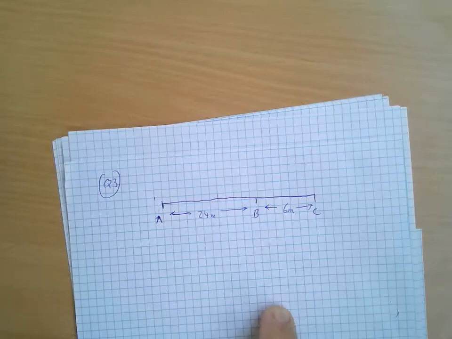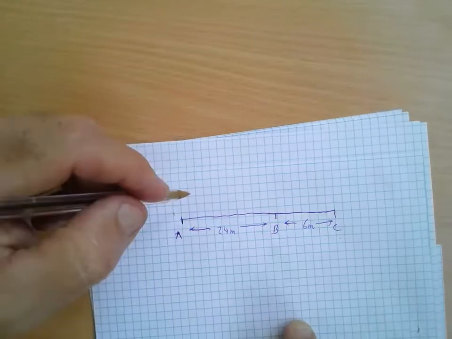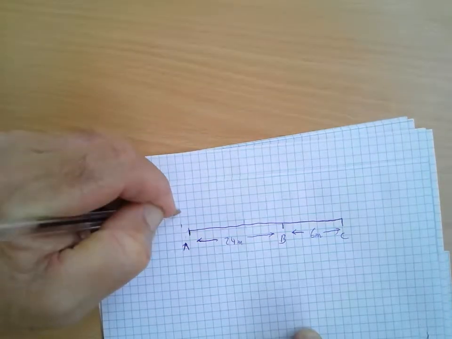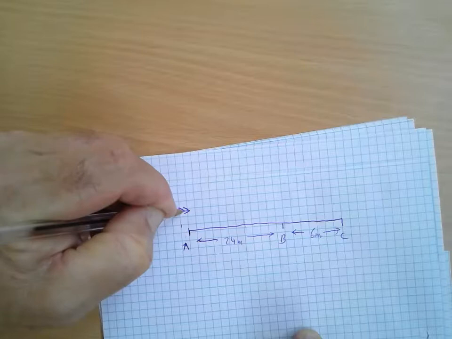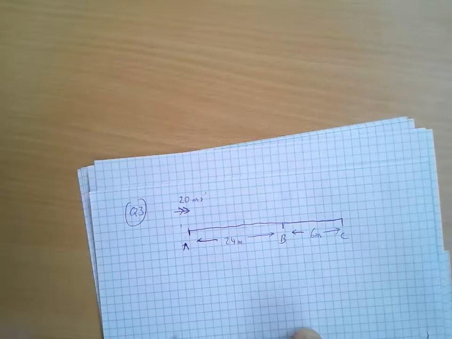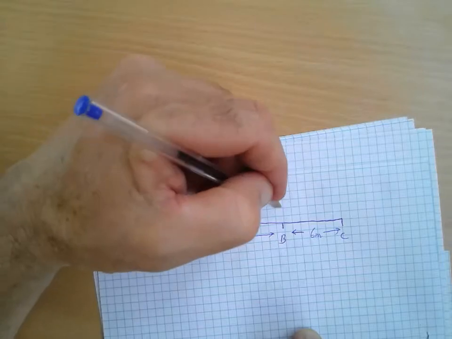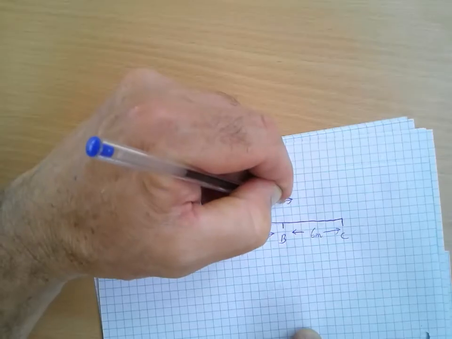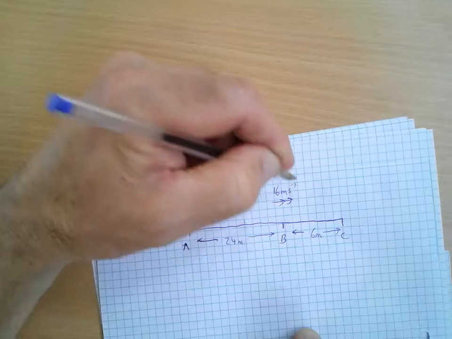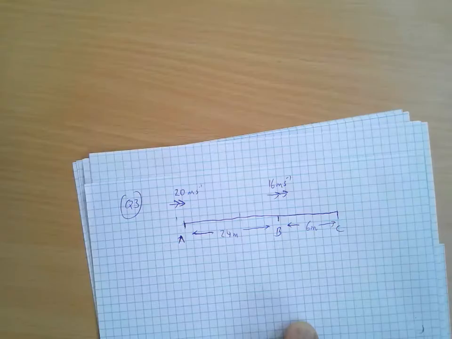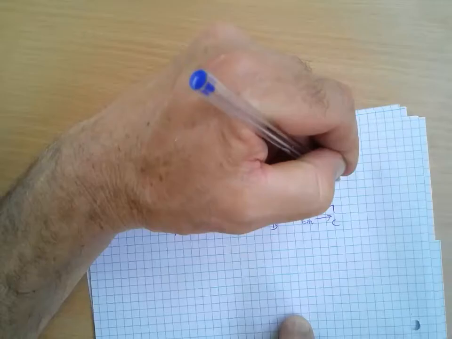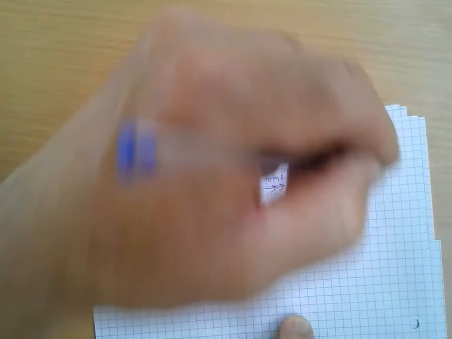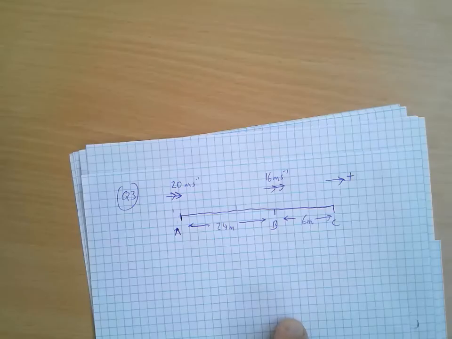What else do I know at A? The speed is 20 meters per second. And at B it's 16 meters per second. And I think that's everything. I'm going to define that way as positive. So now we can start looking at the questions.